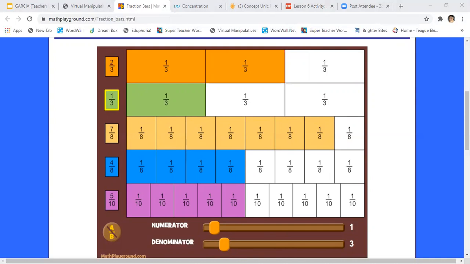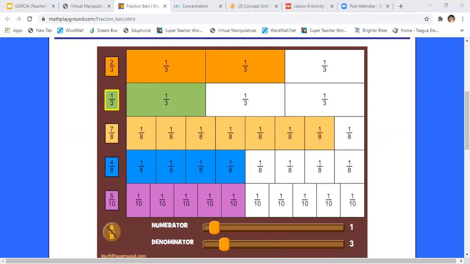2/3 and 1/3. True or false? 2/3 is greater than 1/3. Pause the video and write down your answer. Just write down T for true or F for false. Once you're ready, press play.